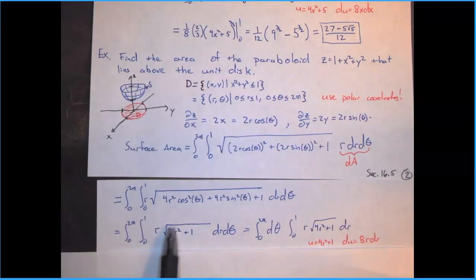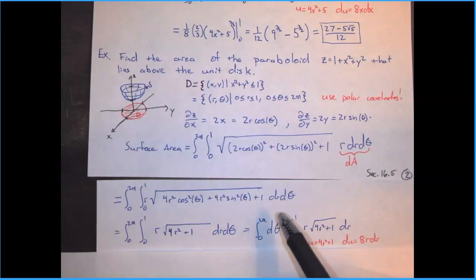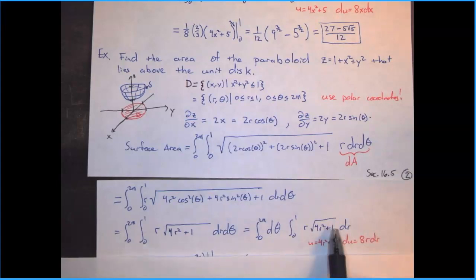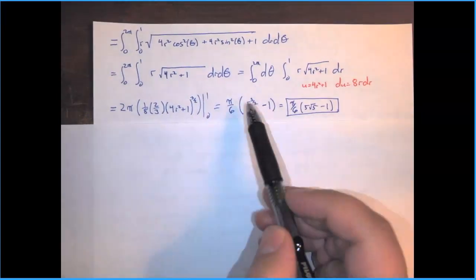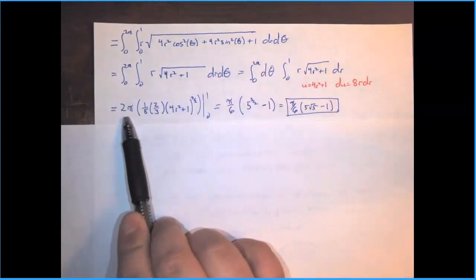So this is almost identical to the last example. I can separate this integral. I couldn't separate the last one because there were variables in the bounds. So I'm going to go ahead and put this theta integral together, and use a u substitution for the r integral. u is 4r squared plus 1. du is 8r dr. And then the theta integral evaluates to 2 pi.